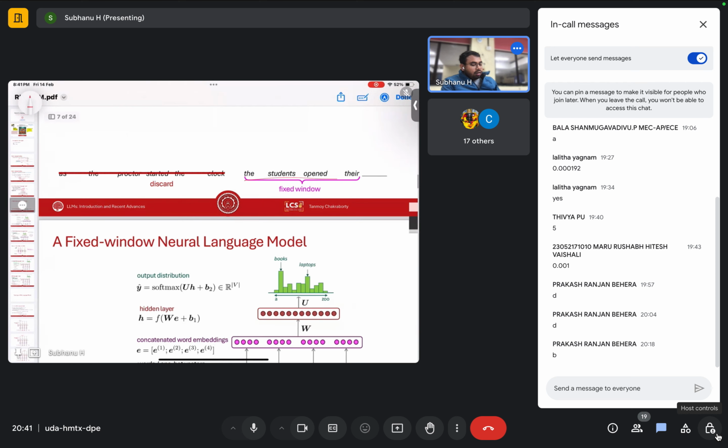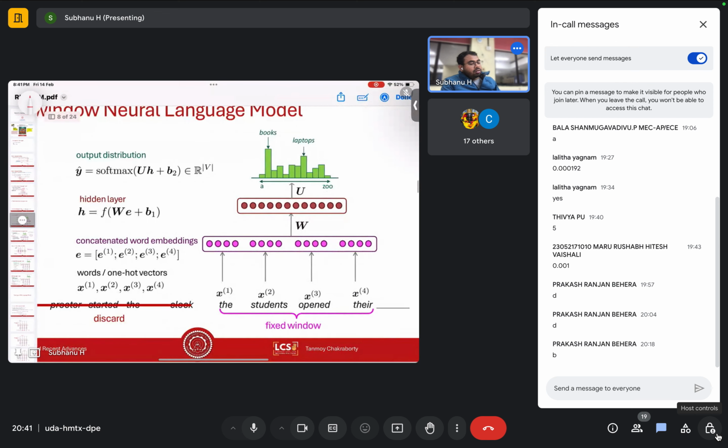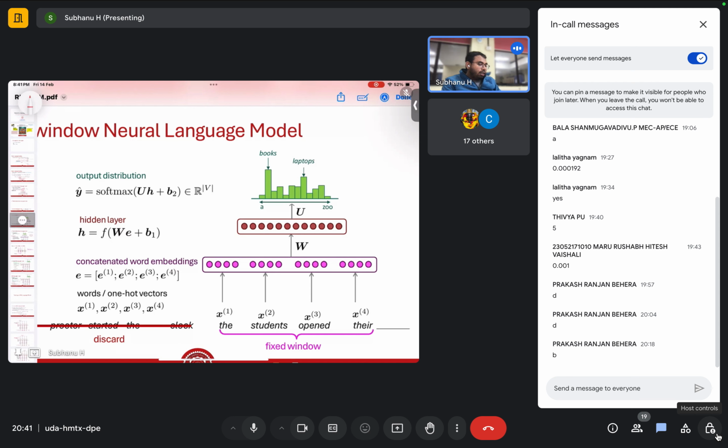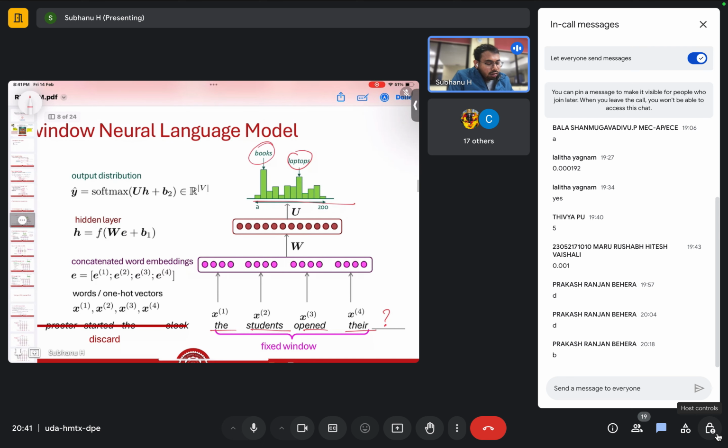If you have a fixed size window and you are doing next word prediction, what will be the next word here? The students opened their laptops or books. The book is giving you the highest probability. So how are we calculating this? This x1 is a one hot vector. Now we concatenate the word embeddings e1, e2, e3, e4, using the one hot vectors.